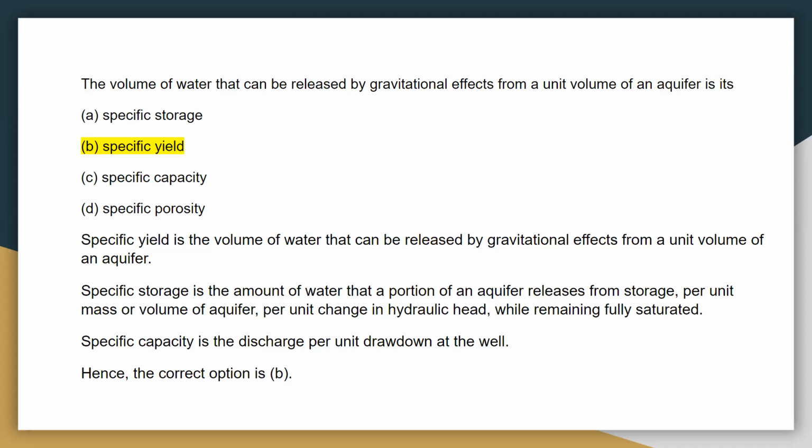So again, you can see this as specific yield per unit hydraulic head. We can also call it that, the definition. Specific capacity is the discharge per unit drawdown. When 1 meter of drawdown is happening, the amount of discharge that is occurring is called the specific capacity. So it would be good to know the definitions of specific storage and specific capacity. Specific porosity, I'm not sure what it is. I'll maybe tell you in the next session.